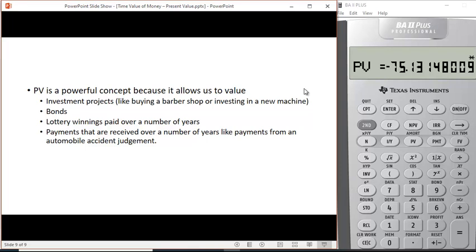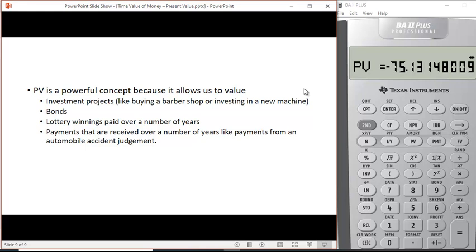For example, an investment project. Suppose you're thinking of buying a barber shop or investing in a new machine. Well, you're doing so not because you just want to own a barber shop. You want to have cash flows coming in. And how much cash flow is coming in is going to dictate how much you should pay for that barber shop. If you're buying a new machine for your business, again, is it worth it or not? Well, how much extra cash flow are you going to get when you invest in that machine? So we can find the present value of those cash flows, compare it to the price of the machine, and decide whether it's worth buying or not.